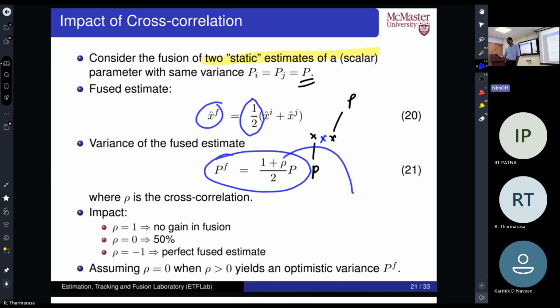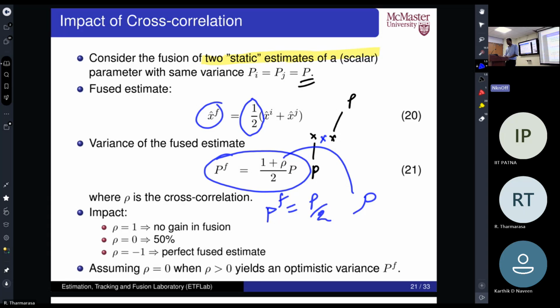Here, this is the correlation term. Initially, we don't know anything about the covariance, correlation. If you assume the correlation is 0, then what happens? The PF is going to be P by 2. Are you okay with that? Covariance is half.